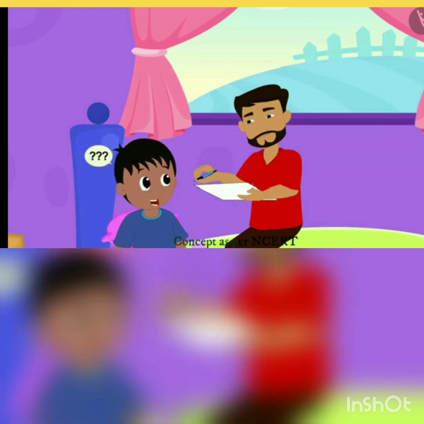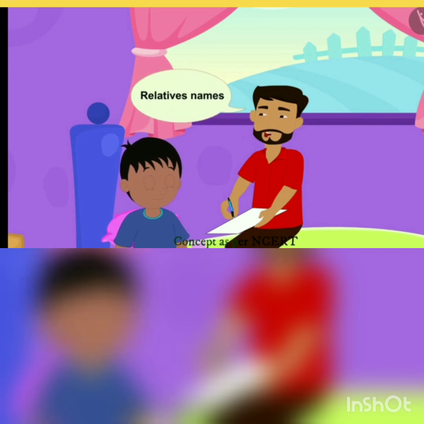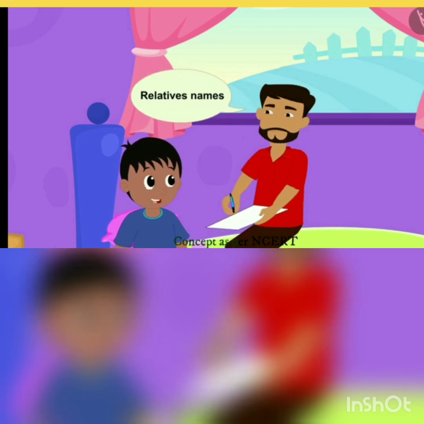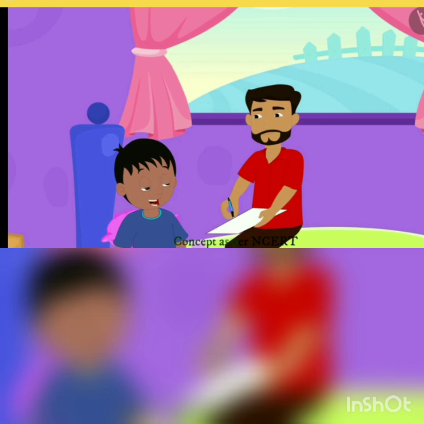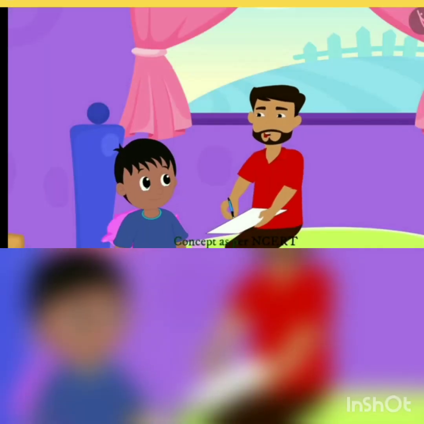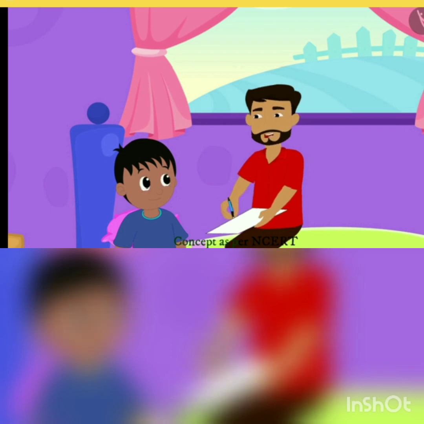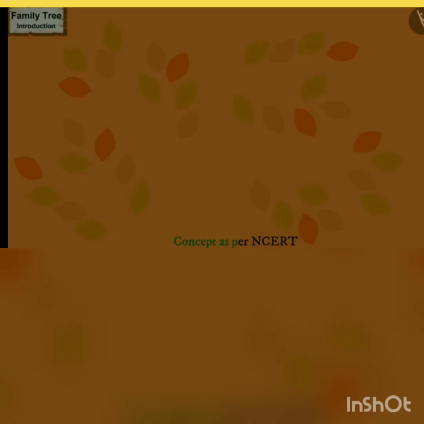Father, what are you doing? I am making a list of the names of all my relatives. So many people. What do I address them as? They all have a different relationship with you, Raju. So you cannot address them only in one way. Let me explain to you.